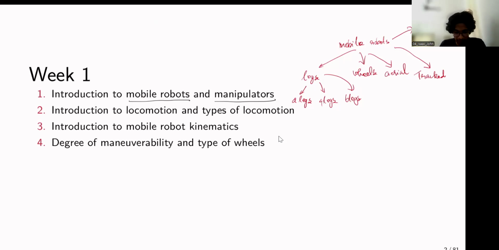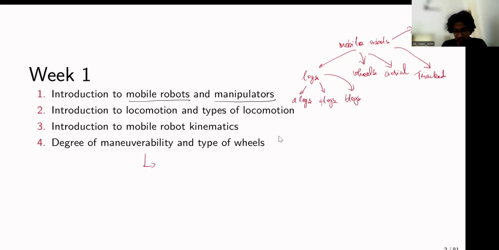Then we furthered our investigations on mobile robots. Within mobile robots, we narrowed it down to locomotion using wheels alone, because that is the purpose of our course. We are mostly focused on wheel mobile robots. To finish off the topics of week one, we saw what is meant by the term degree of maneuverability. In order to get to it, we have to go through some other degree terms.